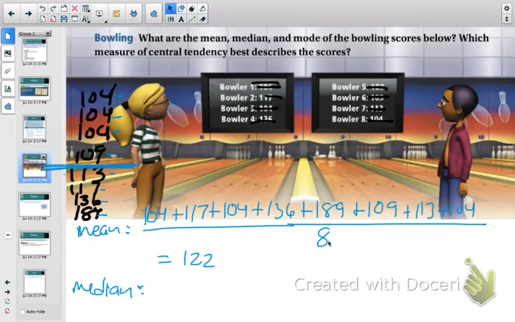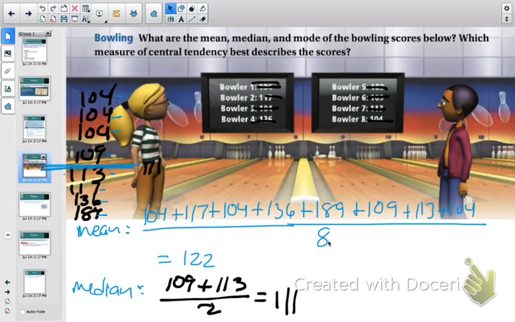If there's 2 numbers that fall in the middle, which will always happen if you have an even number of data values, we add the 2 in the middle. So 109 plus 113 divided by 2, we basically just find the average. Or if you can figure out what the middle number is fairly easily, then you can do it that way. And in this case, that is 111.